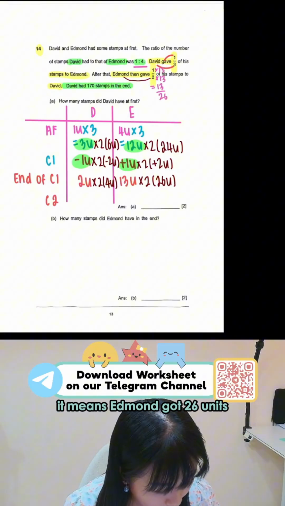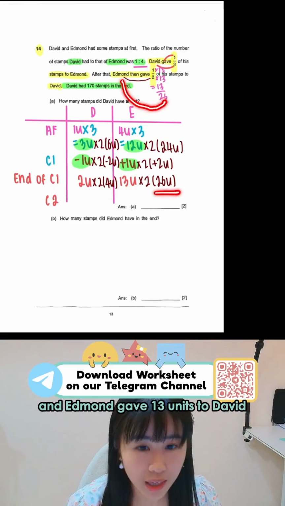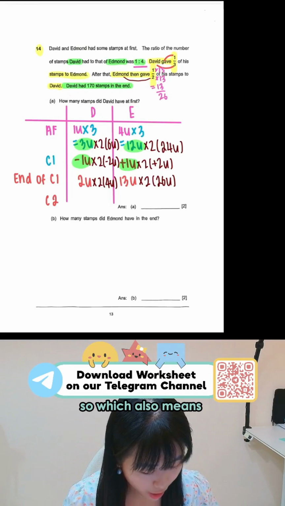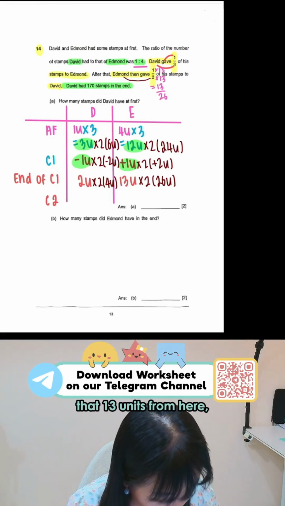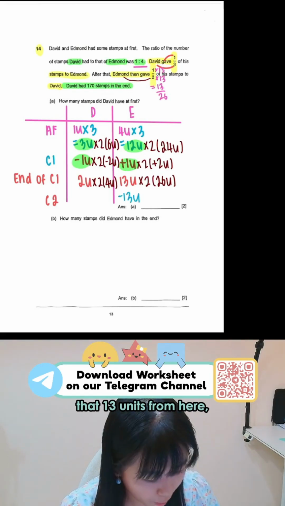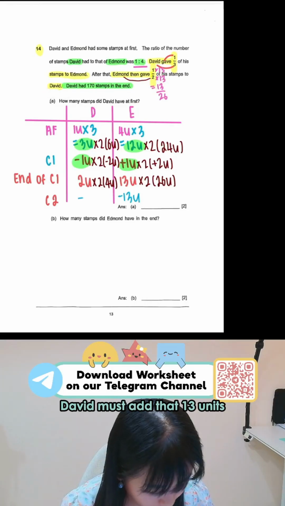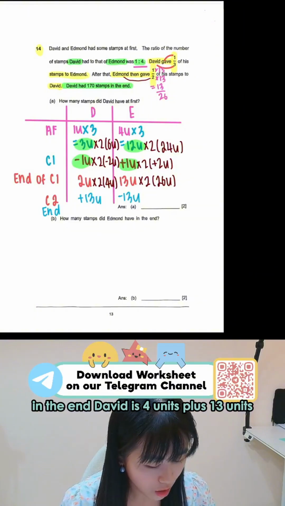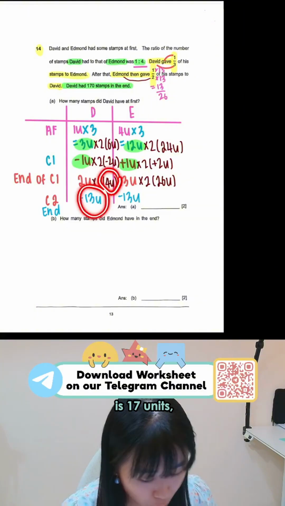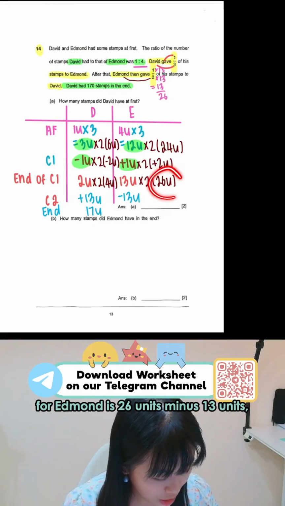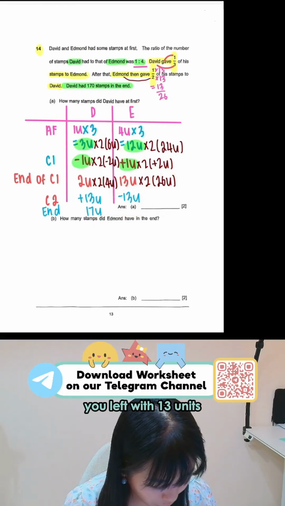It means Edmund got 26 units, and Edmund gave that 13 units to David. So, in change number 2, Edmund gave away that 13 units from here to David. So David must add that 13 units. In the end, David is 4 units plus 13 units, which is 17 units. For Edmund, 26 units minus 13 units, you're left with 13 units.